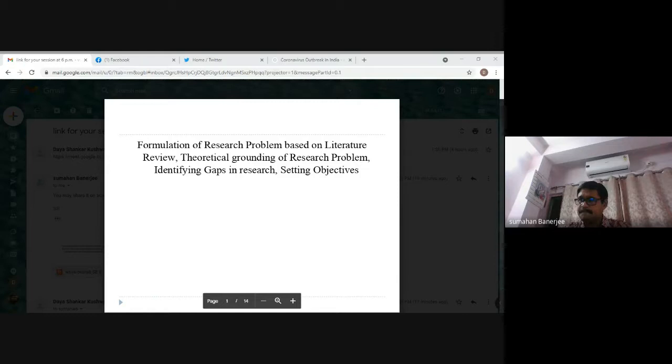Now, there are some other suggestions as well on how to do a literature review. For example, Creswell has also written a book on research design, in which he has given some suggestions on how to do a literature review.